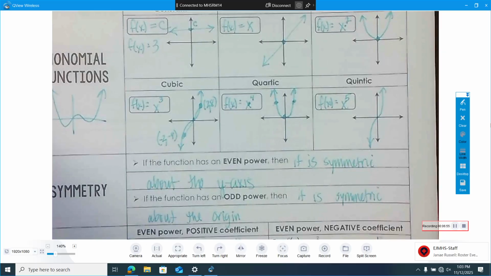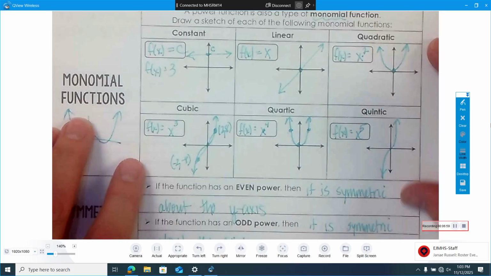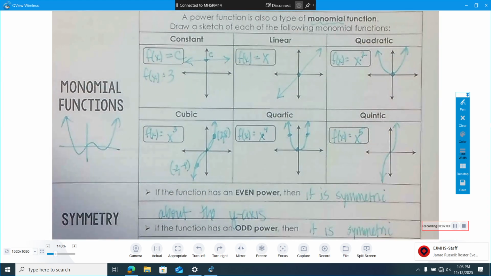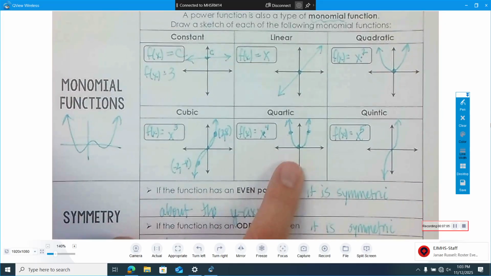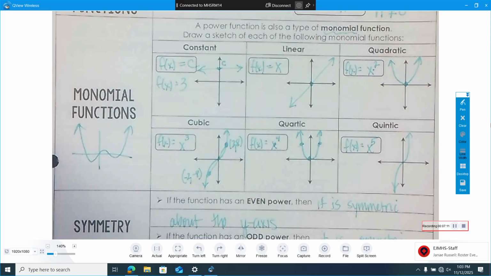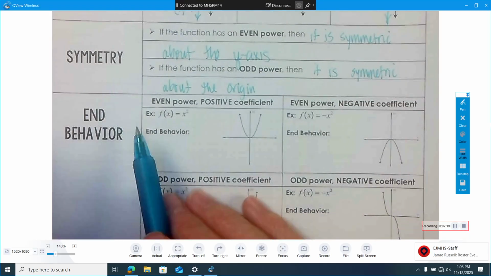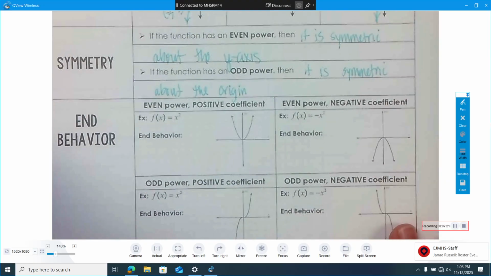Now, this is only true when we are looking at monomial functions. The minute I shift this left 4, it's no longer symmetric about the y-axis, right? So these are just straight up very pure monomial functions. We can also tell a lot about the end behavior, and when we say end behavior, we're wondering what the arrows are doing. So we have only 4 different kinds of end behavior.